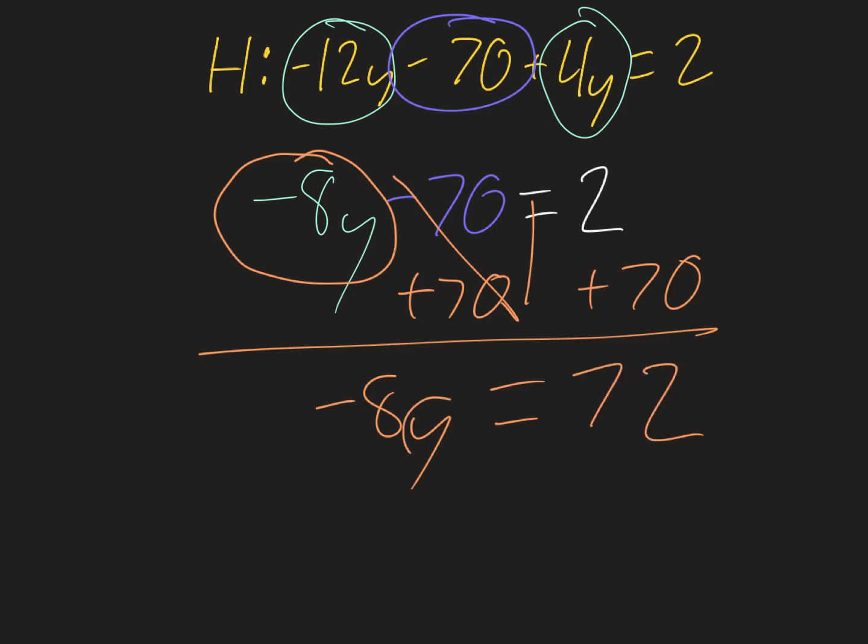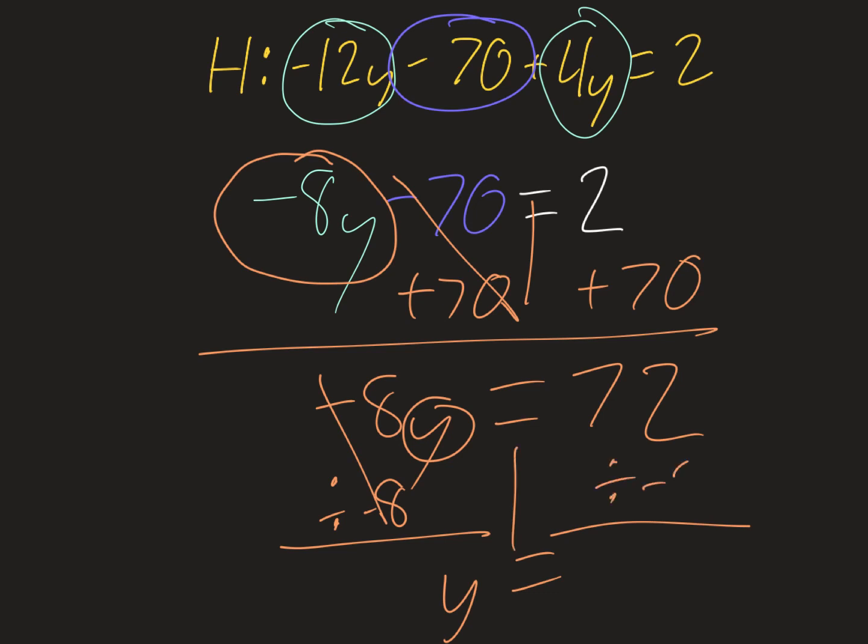Now, to get y by itself, we will need to get rid of the negative 8. The inverse of multiplying by negative 8 is dividing by negative 8. Negative 8 divided by negative 8 is 1, so we are left with y. On the other side, 72 divided by negative 8 is negative 9. So, y is equal to negative 9.